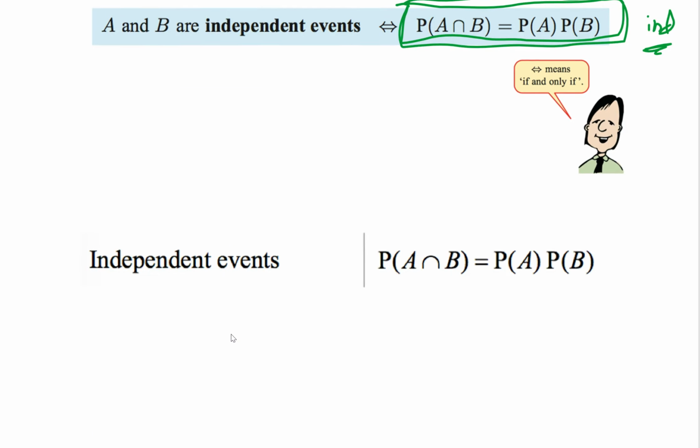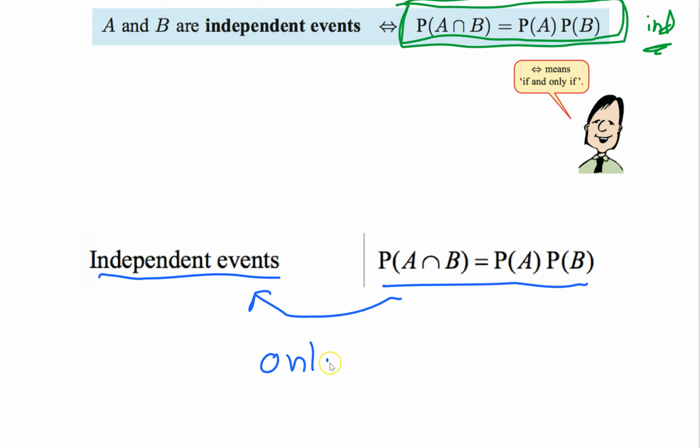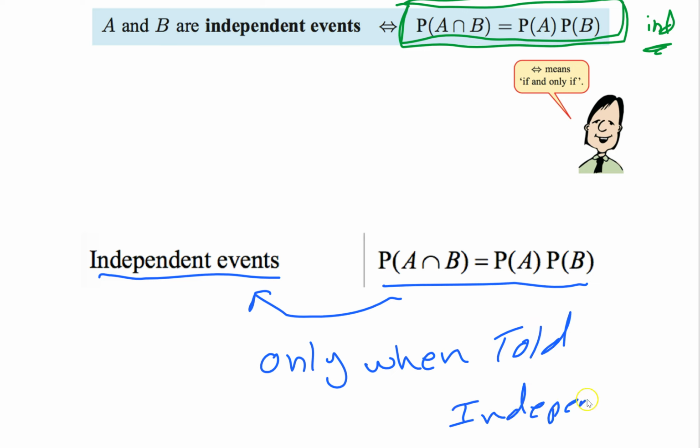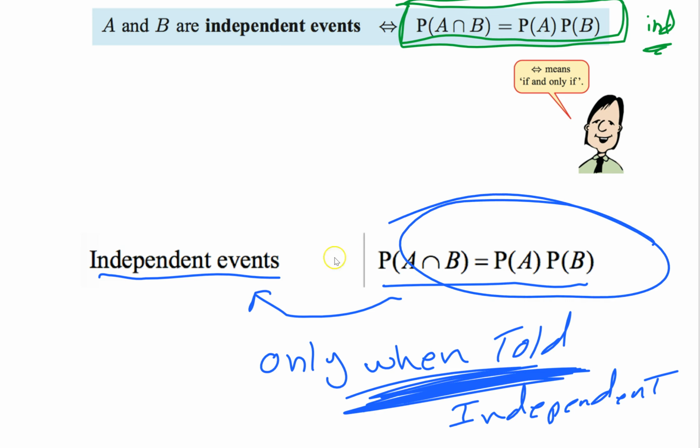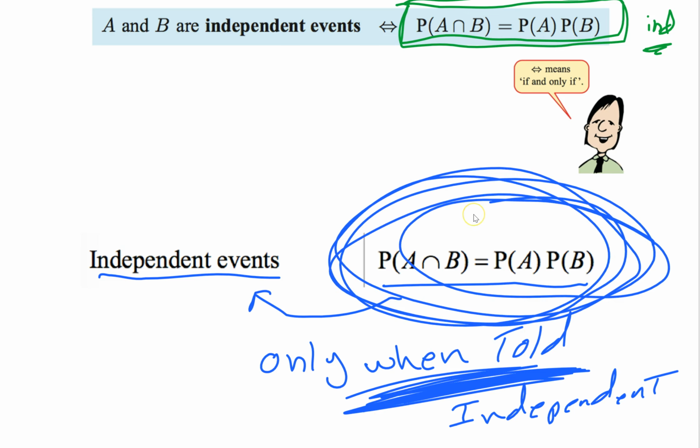Let's look at the formula right here. So again, this is in your formula sheet. Independent events: probability of A intersection B equals probability of A times probability of B. Again, the thing I have to stress the most is you can only use it when they tell you they're independent. If they don't mention independent, you can't just go, oh, it's independent. No. Only when they tell you. That's the only time you can use this formula. I cannot stress that enough. That's the number one mistake people make. They just use it willy-nilly. Only when they tell you.